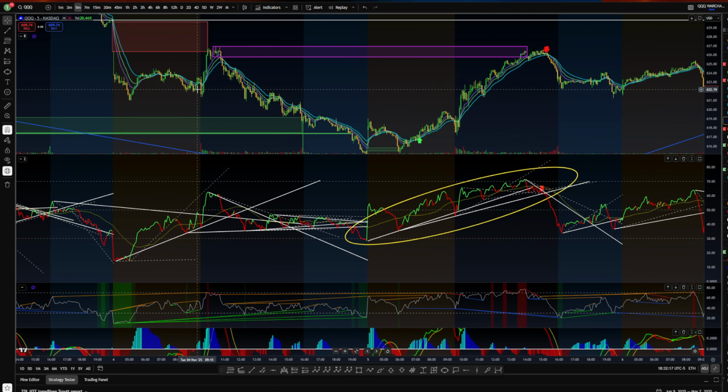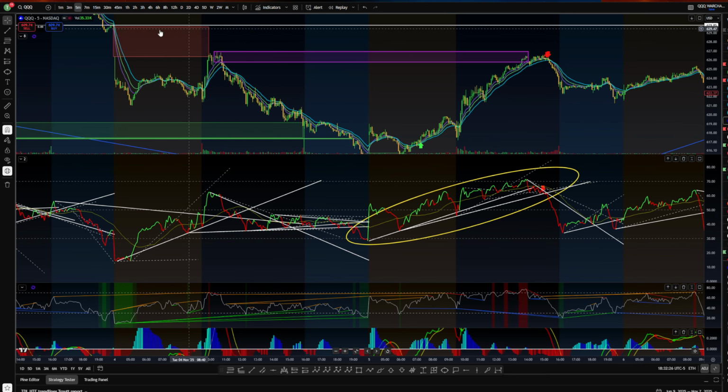So you see right here, we had this come down, and then we had a big blast off up, and then I anticipated this gap getting filled, which it did not. And then we get structure coming back down right here on the break. We had confirmation on the 5-minute right there, and it was pretty much to the downside all the way down.